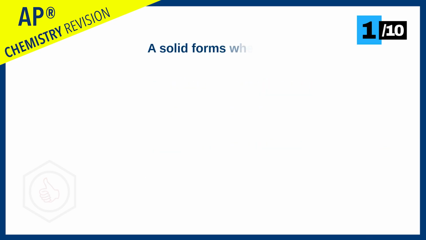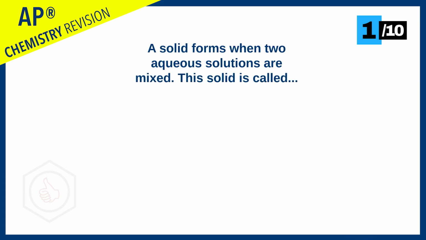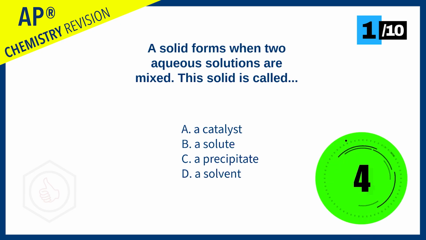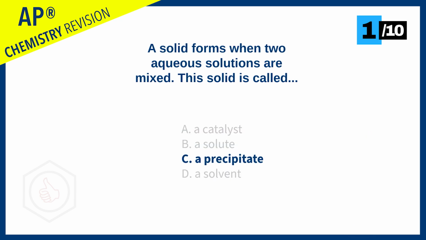A solid forms when two aqueous solutions are mixed. This solid is called a catalyst, a solute, a precipitate, or a solvent. The answer is a precipitate, because a precipitate is an insoluble solid that gets formed when two solutions are mixed together in a precipitation reaction.